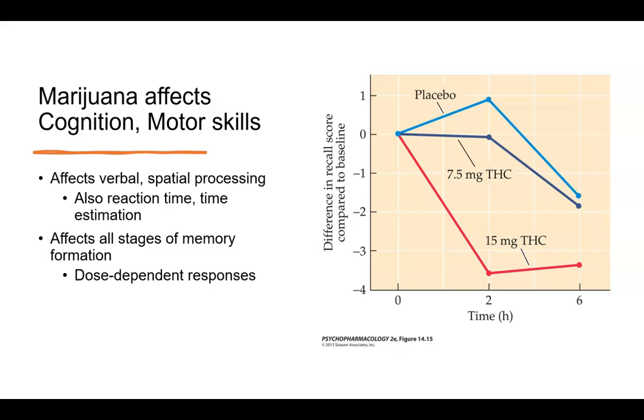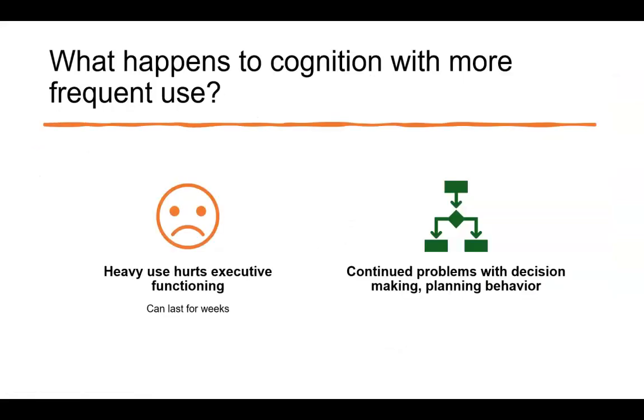In addition to this, people who take marijuana may experience some temporary slower reaction time and some time estimation problems. We know that time slows down subjectively for people who do this. In addition, we do find that this will affect all stages of memory formation. So it ultimately affects that conversion from short-term memory into long-term memory. And as we can see here with the differing levels of performance, this is dose dependent in nature.